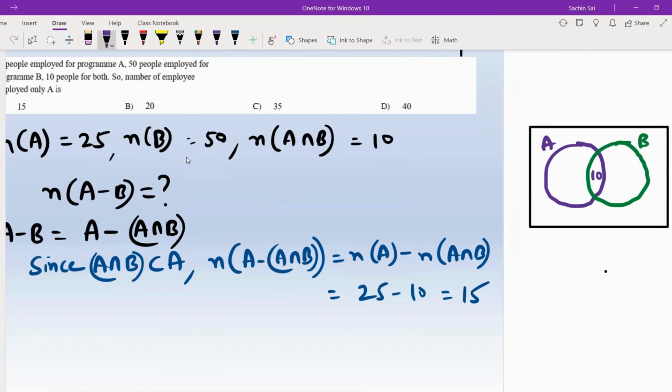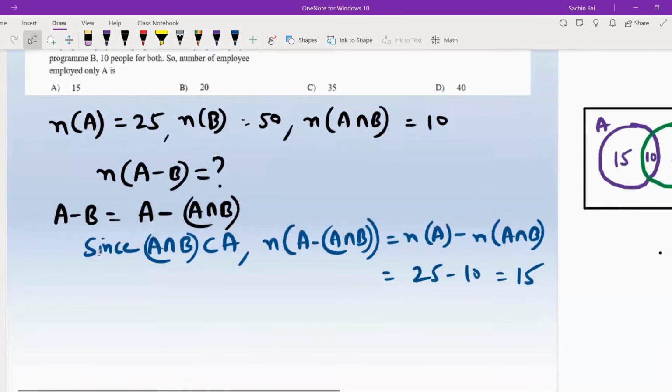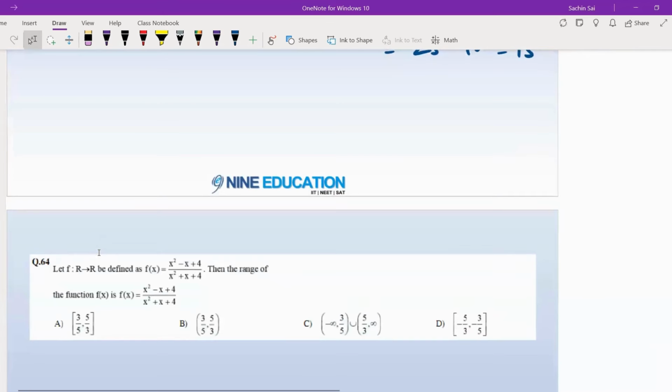Now the violet circle, set A should contain a total of 25 elements, out of which 10 are already in both A and B. So how many are only in A? It is 15. Similarly, how many people are employed only in B? It is 40. Right? A Venn diagram is much more useful to visualize the situation, right? So that was question 63.